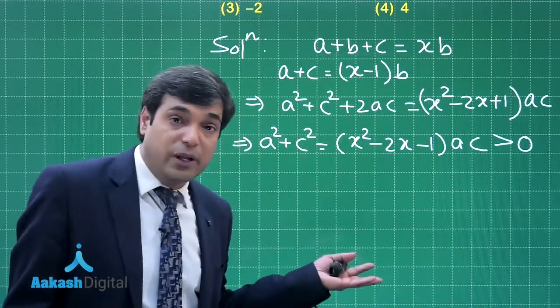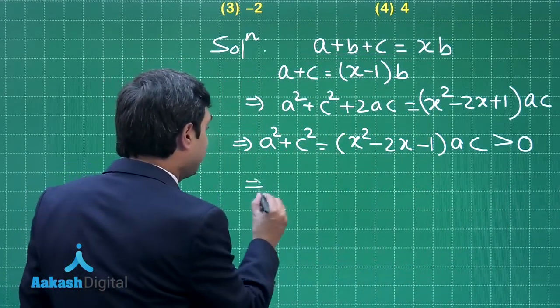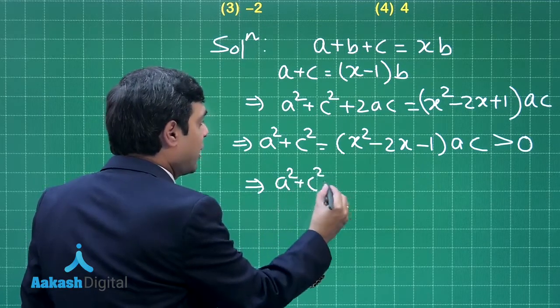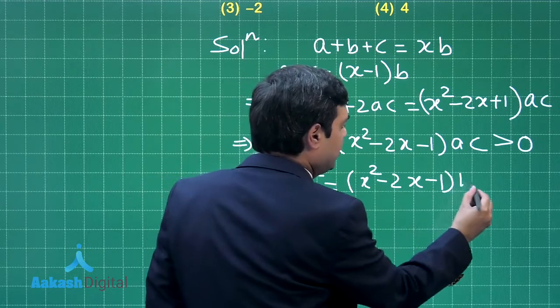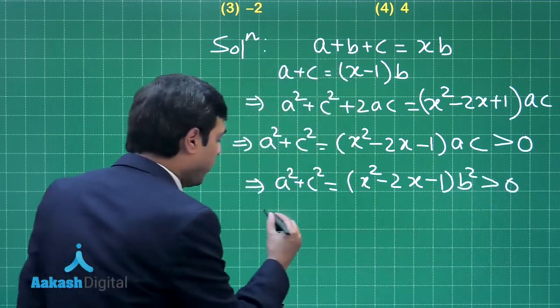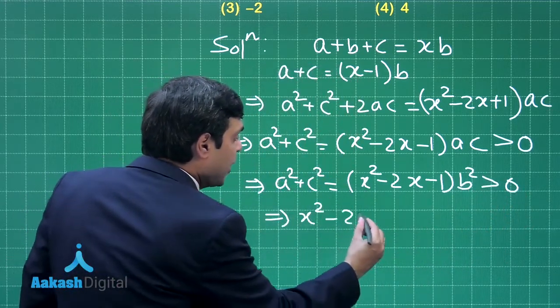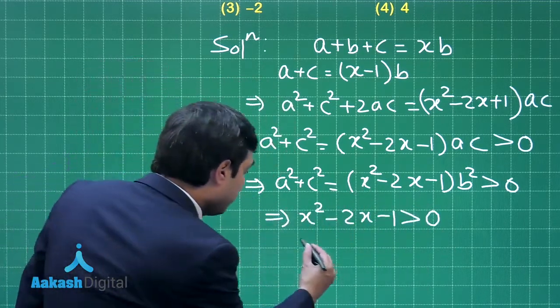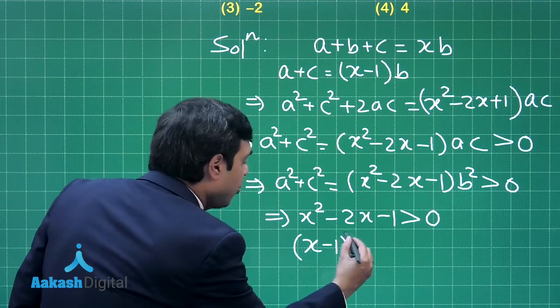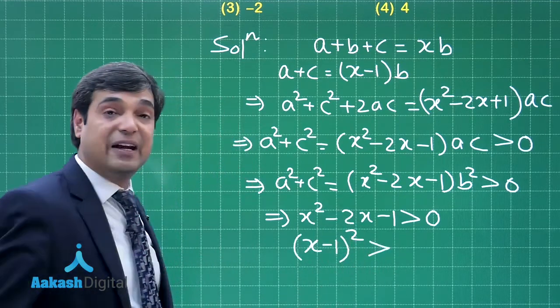AC is actually b square, so we can write here a square plus c square is equal to x square minus 2x minus 1 into b square is greater than 0. So what's the conclusion here? X square minus 2x minus 1 must be greater than 0, or x minus 1 whole square must be greater than 2.